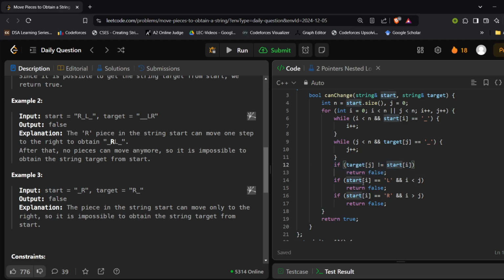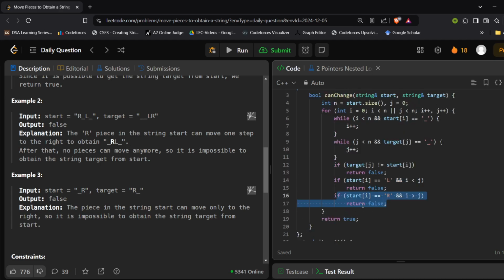Next, we will see this case. First, we'll see this one: if my start of i is equal to R, and it encounters R over here, then my target of j will also be R. Now what I'll do is check the relative index. If I find that the index of R in start is greater than j, then I will return false, because I cannot move my R to the left hand side. It has to be smaller than or equal to the required index in target for R. So returning false for that.